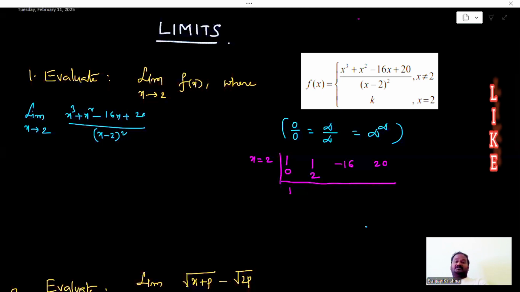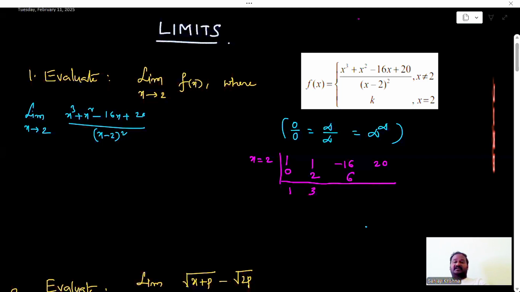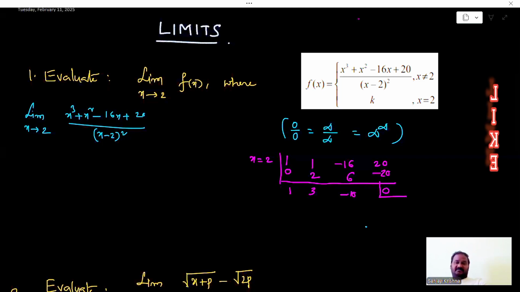So 1 plus 2 is equal to 3. Multiply 3 and 2, that is 6. Again add these two. Minus 16 plus 6 is equal to minus 10. Again multiply these two. Minus 20. Again add these two, you get 0. Do you know why you got 0? This place is the remainder's place. It means when this polynomial is divided by x minus 2, it leaves the remainder 0.